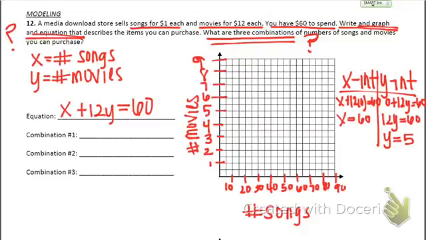What was my x-intercept? 60. So we put a point at 60, 0. And what was my y-intercept? 5. So I put a point at 0, 5, and then I connect them. I'm going to try using the line feature. I think that's about right.